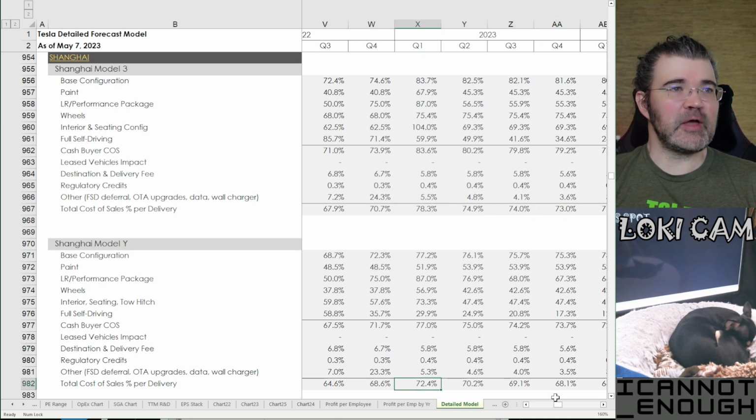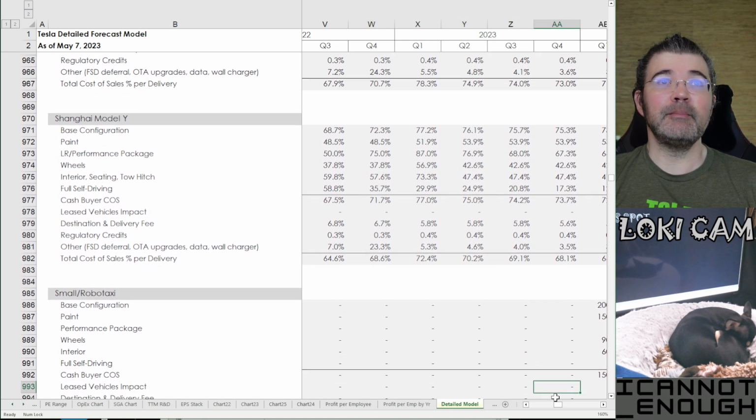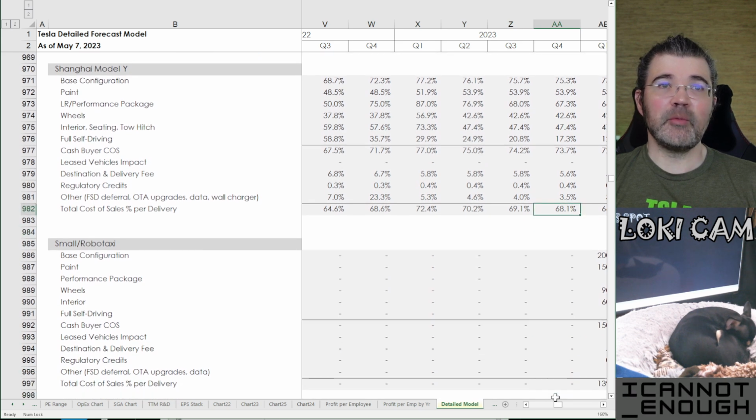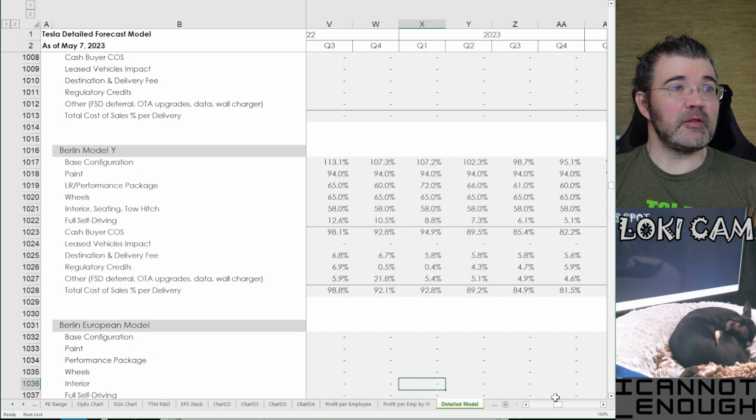Same thing for the Shanghai Model Y. Not as good as Q4 of last year, but better by the end of this year. And with some of that improvement happening quickly because Q1 was such a bad quarter with so much factory downtime out of Shanghai. Let's go to the next section.